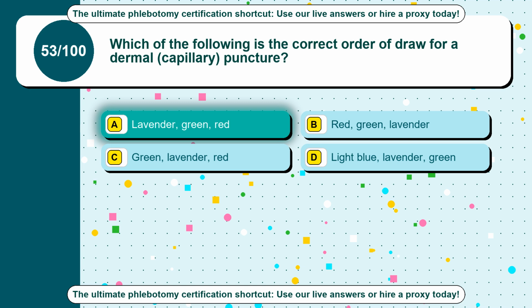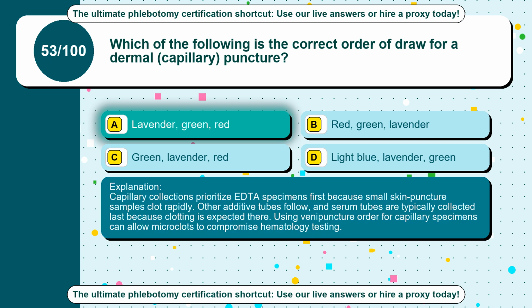Lavender, green, red. Capillary collections prioritize EDTA specimens first because small skin puncture samples clot rapidly. Other additive tubes follow, and serum tubes are typically collected last because clotting is expected there. Using venipuncture order for capillary specimens can allow microclots to compromise hematology testing.